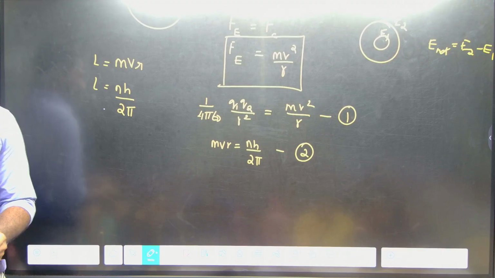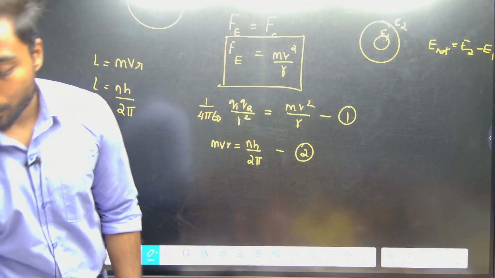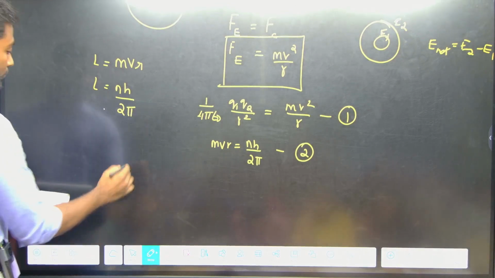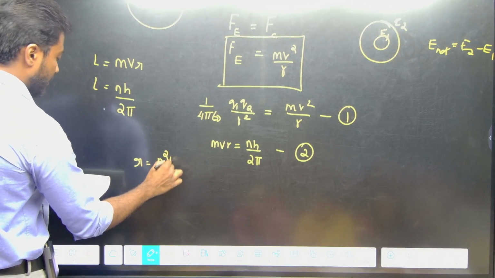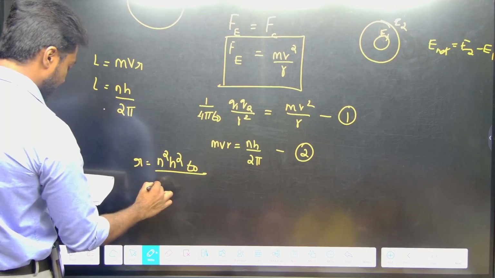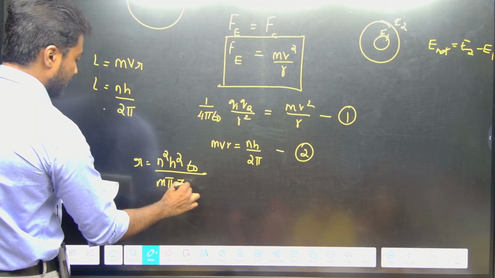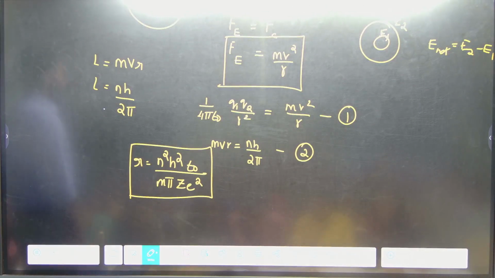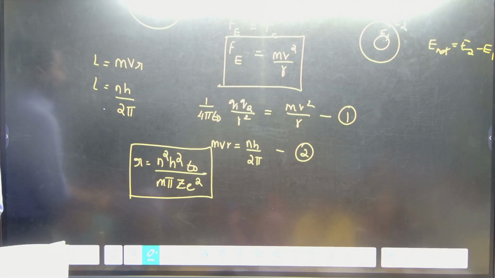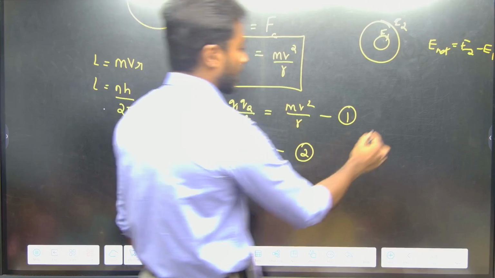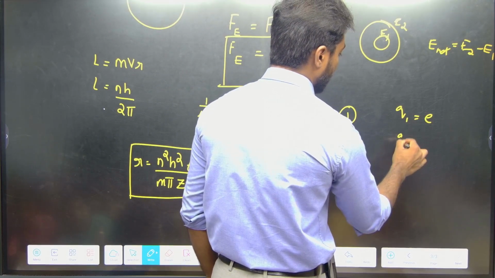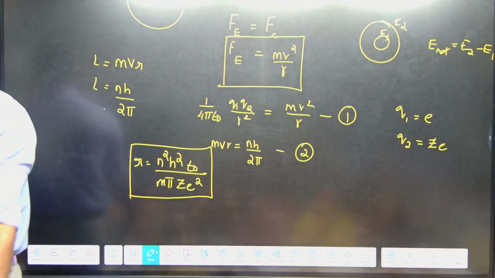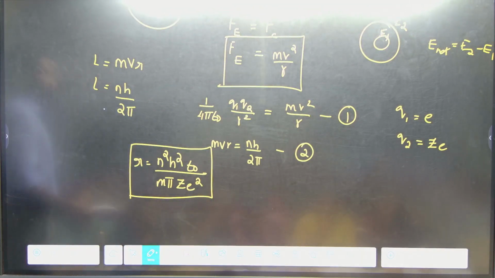Write down the formula. From equation 1 and 2, R is equal to n square h square epsilon naught by m pi z e square. So here q1 is the electron charge e and q2 is z e.